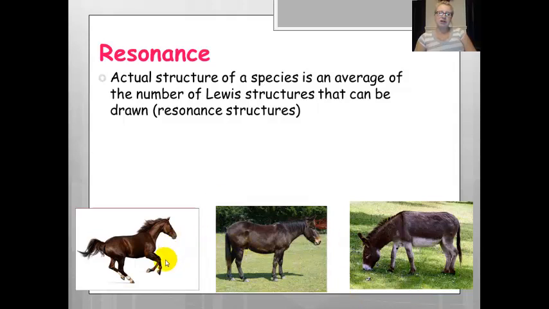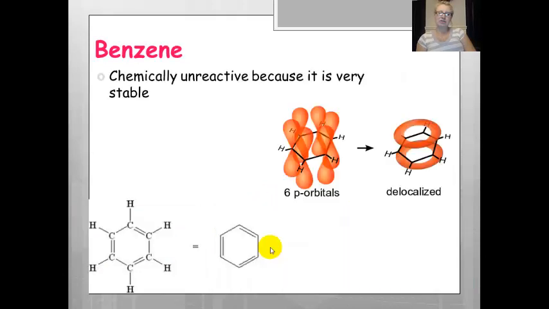You might consider it like a horse and a donkey. If they were to have a baby, they would have a mule. So the mule is the average of the two structures.